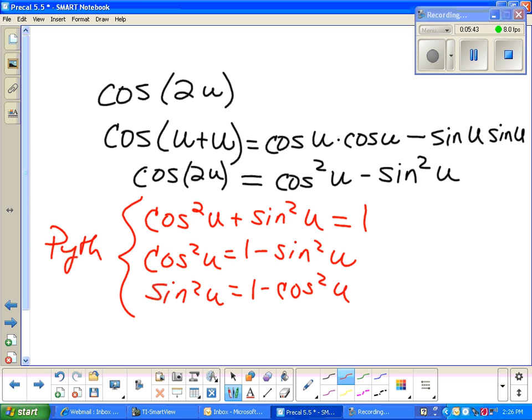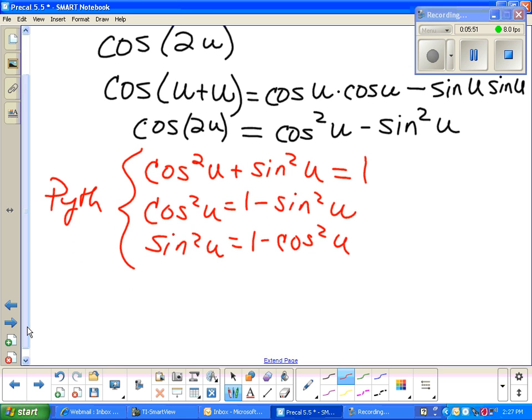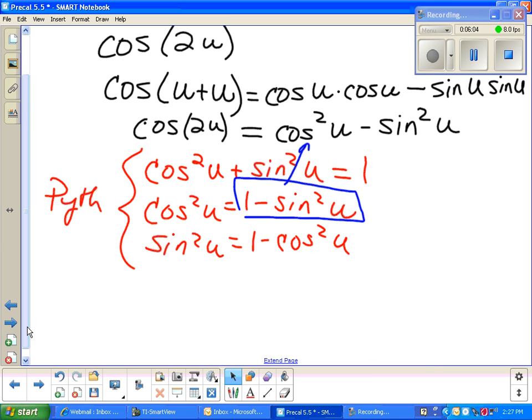No, I'm going to use the Pythagorean theorem identities to substitute in and get rid of one of these two terms. So the first time, I'm going to replace cosine squared with 1 minus sine squared u. And I'm just going to plug it in for cosine squared and see what we get. Well, the reason I'm doing this is I've got cosine squared and sine squared, and we don't want both. We'd like to just get rid of one of them and just have one of them.